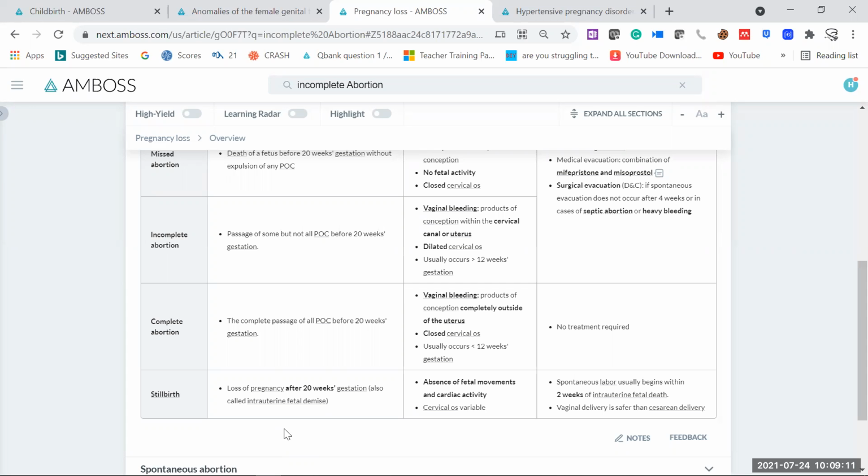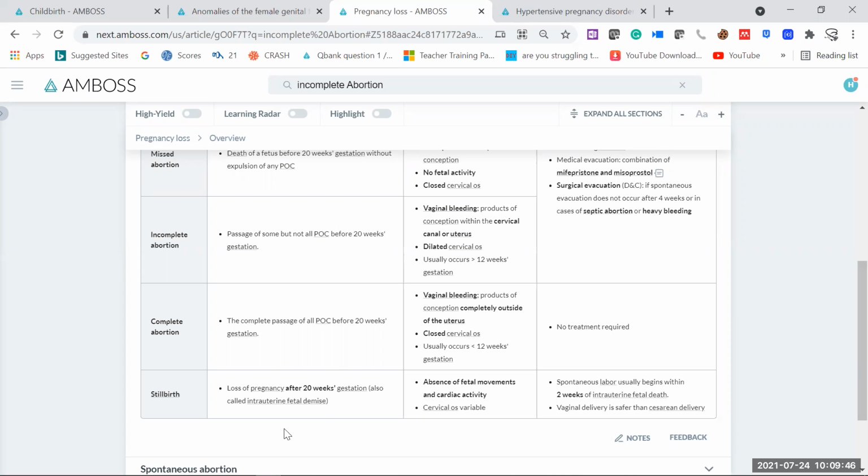So for spontaneous labor in a case of stillbirth, we will always prefer vaginal delivery. We'll wait for spontaneous labor to occur, and it usually occurs within 2 weeks. Especially if the baby is less than 20 weeks, we may wait up to 4 weeks before medical intervention. But if the baby is more than 20 weeks and the stillbirth is there, we can wait for 2 weeks. So within 2 weeks, a spontaneous delivery should occur. But if not, then again we have to induce the labor.